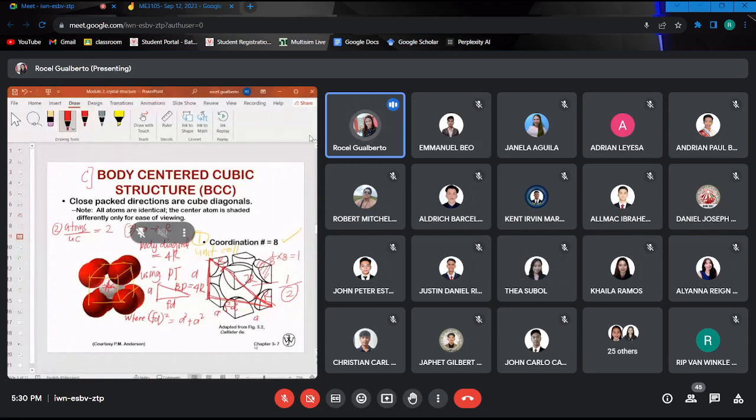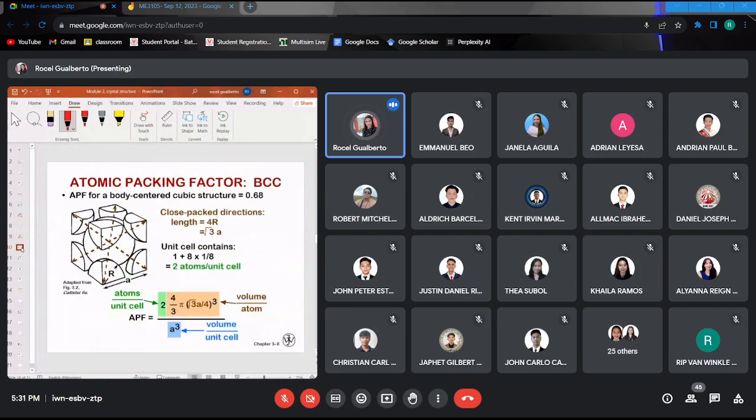Okay, so we have here the BCC, tapos ito po yung tinirive natin. So we come up with the APF equal to 0.68. Okay, so nakuha nyo naman po yan. And here would be the value. R is equal to square root of 3 times A divided by 4. The length here pertains to your body diagonal. That's the body diagonal. This is yung po BD. Yan po yung equivalent doon sa 4R. The number of atoms per unit cell, we have there yung 2. So, APF becomes 0.68.